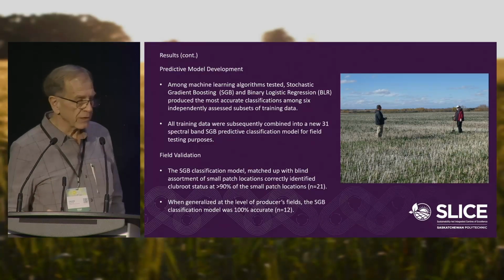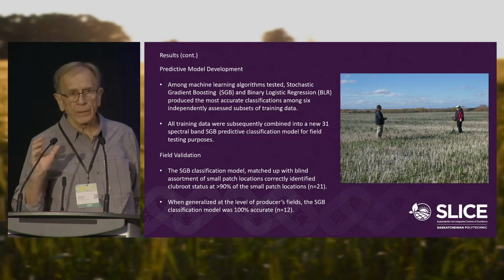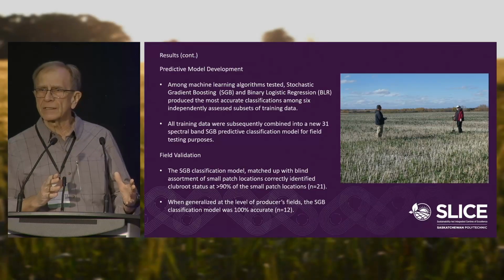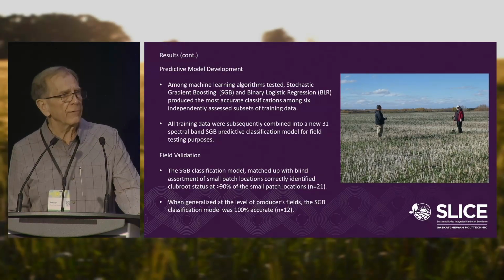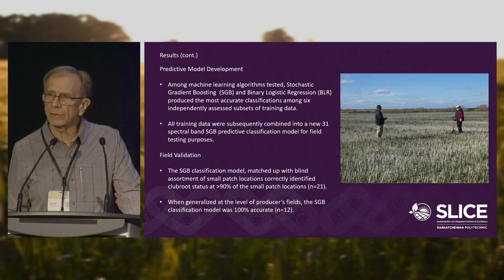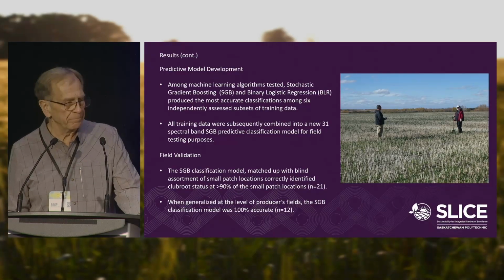So really good results. If I reduce that to just the field itself, we had 12 different fields involved in that comparison. We would have 100% accuracy at the field level for detecting clubroot.